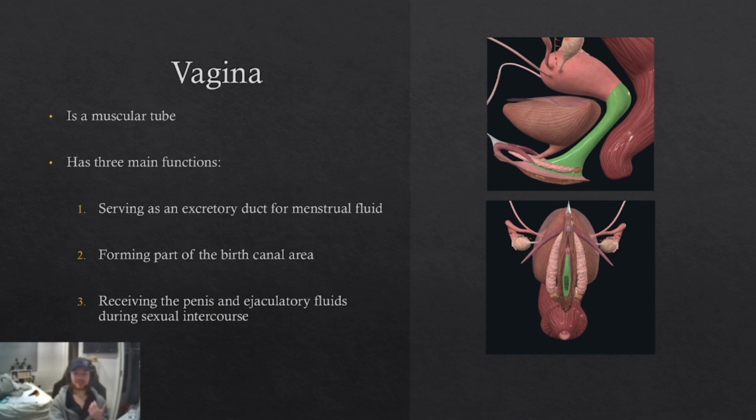Finally, the vagina is a muscular tube that measures roughly 7 to 9 centimeters long, running between the uterus's cervix superiorly and the vulva inferiorly, as well as having the rectum and anus directly posterior and bladder directly anterior. The vagina also has three main functions. Firstly, serving as an excretory duct for menstrual fluid, secondly, forming part of the birth canal area, and finally, serving as the area of the female reproductive system that receives the penis and ejaculatory fluids such as sperm during sexual intercourse.